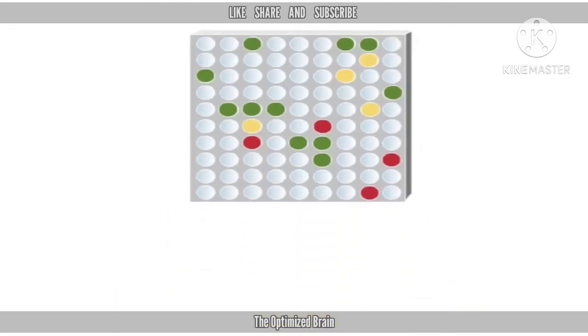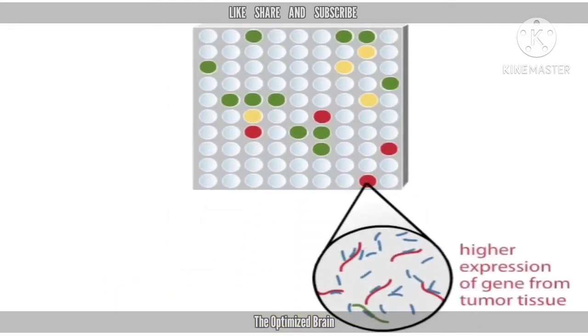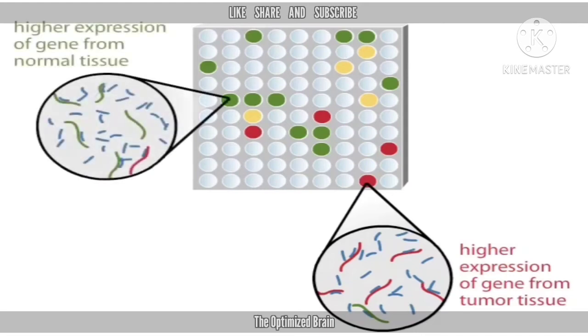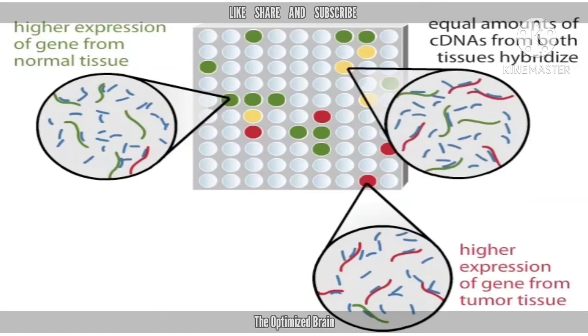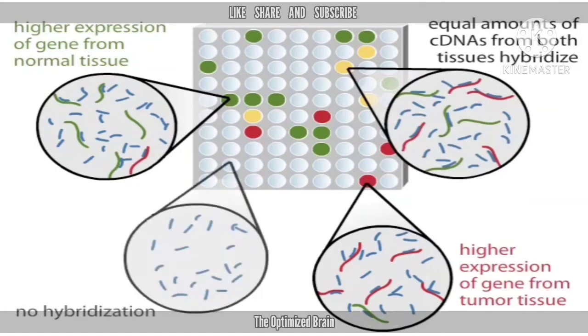In this example, a red spot indicates that expression of the gene is higher in the tumor tissue compared to normal tissue. In contrast, a green spot indicates that expression of the gene is higher in normal tissue than in the tumor tissue. A yellow spot indicates that the gene is expressed equally in both tissues. If the gene is not expressed in either tissue, the spot will not fluoresce.